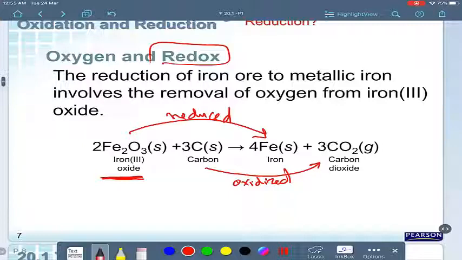So from this reaction, we can conclude that reduction and oxidation happen at the same time in the same reaction. But look, not all reactions in chemistry must have reduction and oxidation. Some other reactions don't. But if the reaction has oxidation, it means it has reduction. It's a must, because both are happening at the same time.